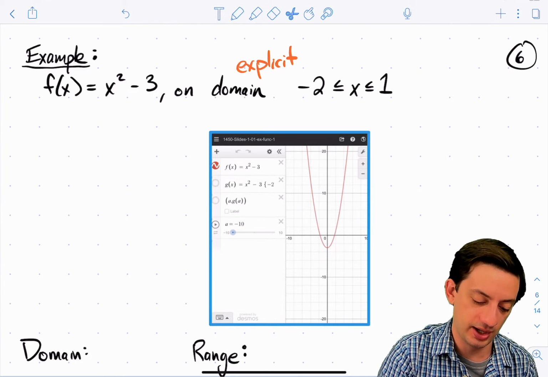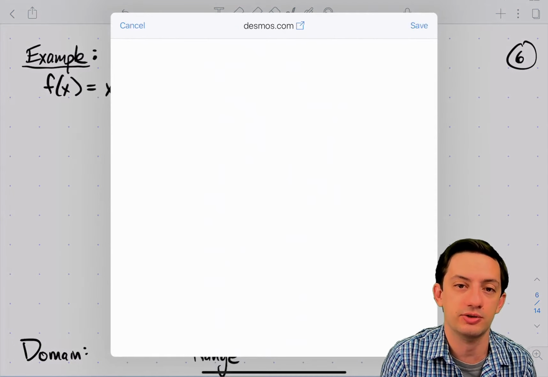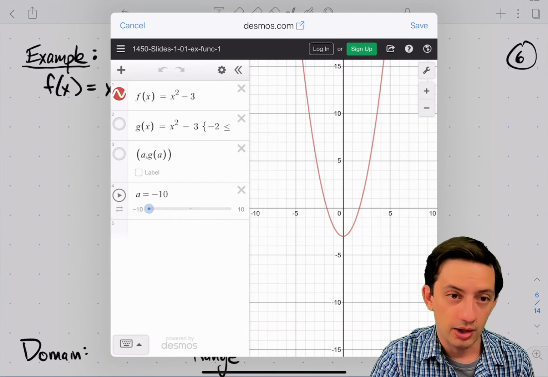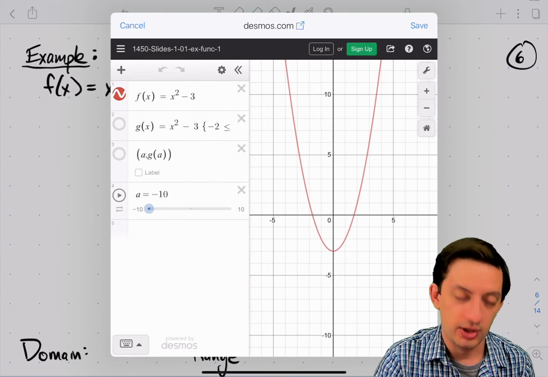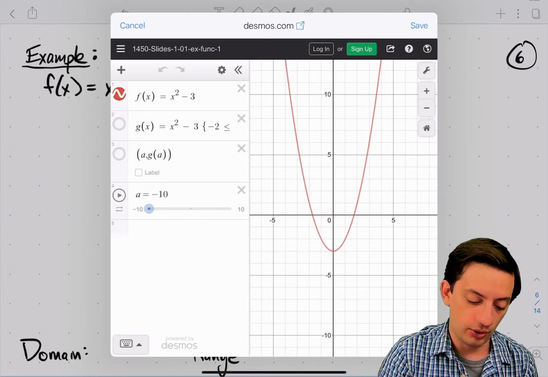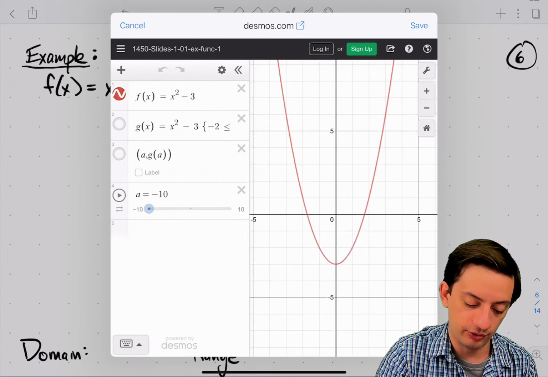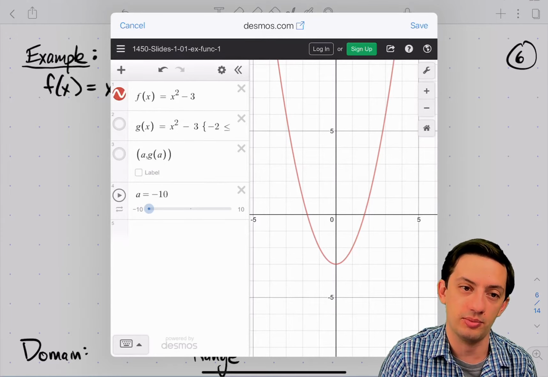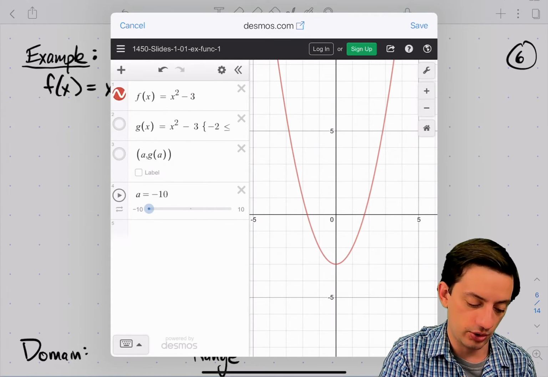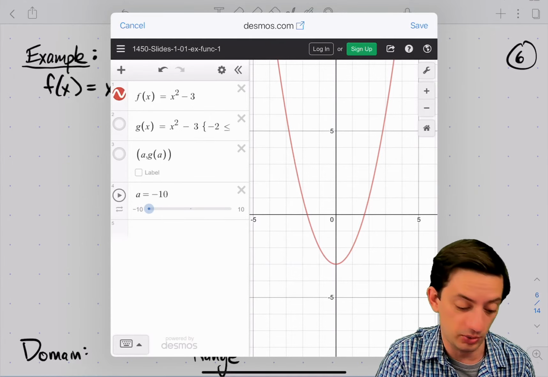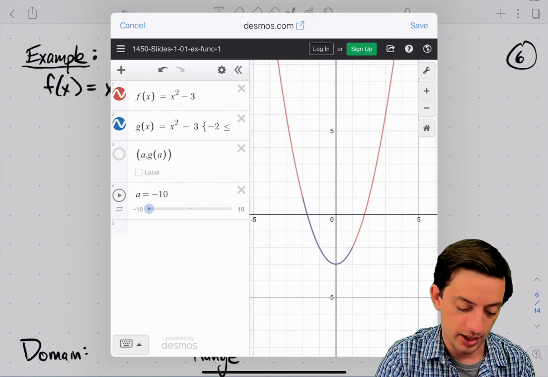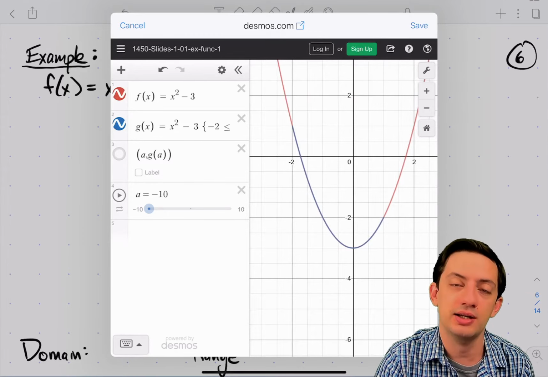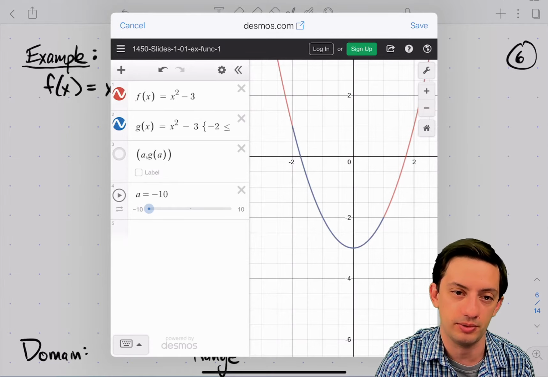So here we have a Desmos graph to go into. So let's go into the graph. What you see here is the graph x squared minus 3. Now, this is showing the graph for all of the x values, not just the ones that I said from -2 to +1. So in Desmos, you can specify that you want to restrict the domain like this. And so here now you see in blue the part of the function between -2 and +1.